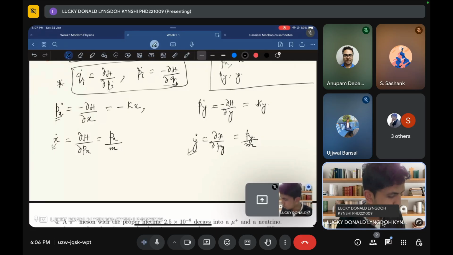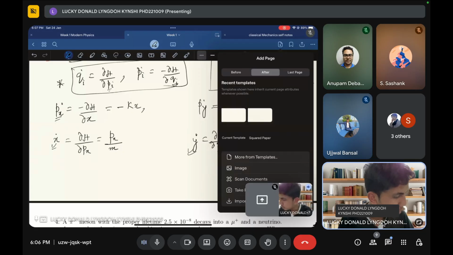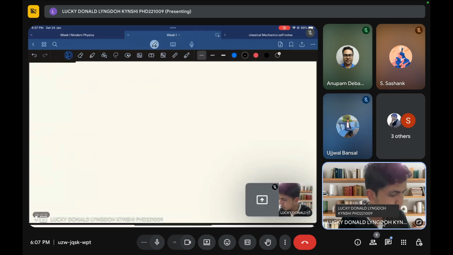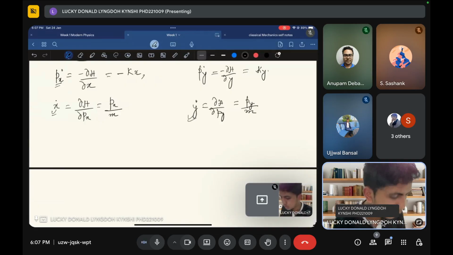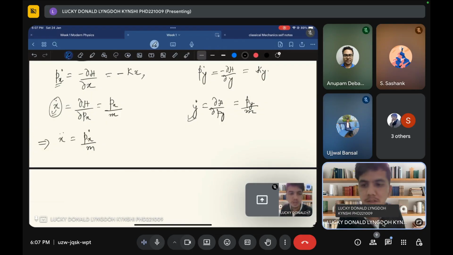So the third point is we have to solve this equation. Now what we do is, let's say we differentiate again, we get x double dot equal to px dot by m. Why I'm doing this, you will see.